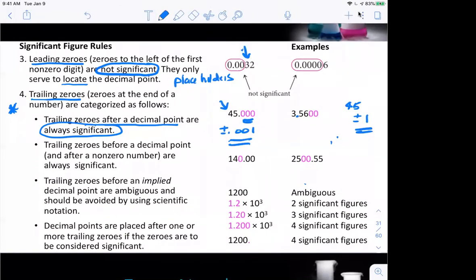If I use that really expensive balance and get a certainty of plus or minus 0.0001, I'm not just going to report 45. I need to reflect the amount of precision, the amount of certainty that is in the device that I use. If I look at trailing zeros that happen before a decimal point, those are always going to be significant.